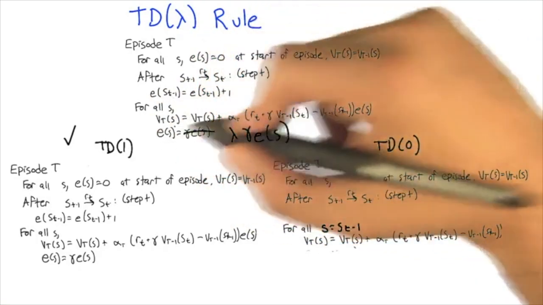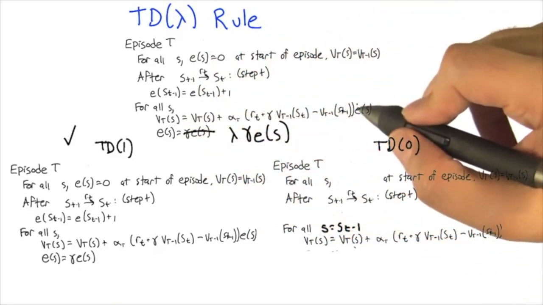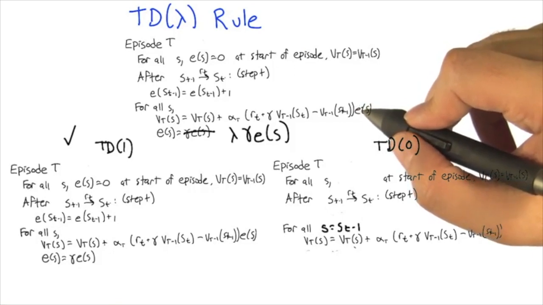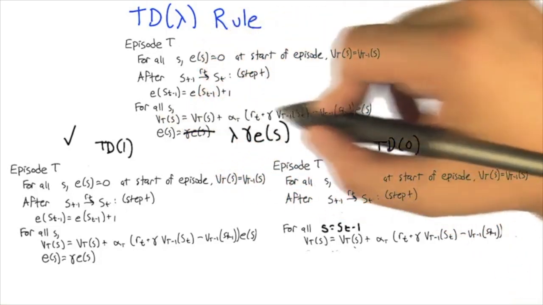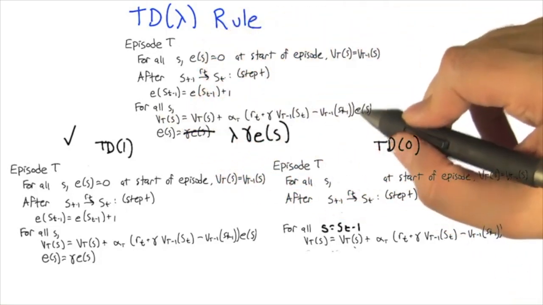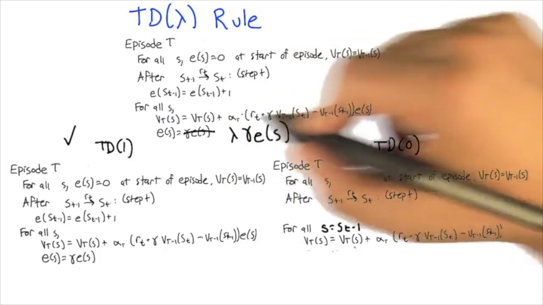Now we loop over all states. And we update V_t of S to be this thing times the eligibility, which will be 0 for everything except for S_{t-1}. Good. And then we will take the eligibility for that state and set it equal to 0. So in particular on this update, the eligibility is 0 for all the S not equal to S_{t-1}, so nothing gets changed there.